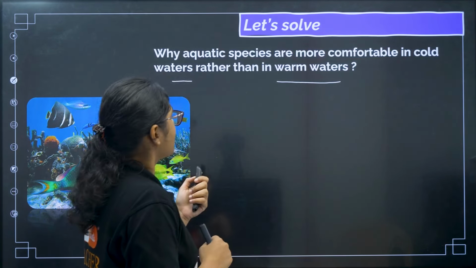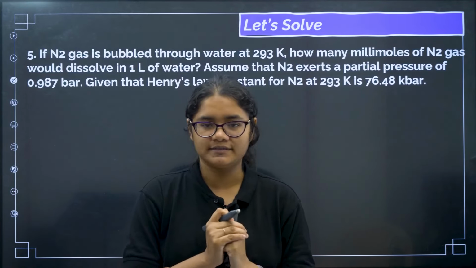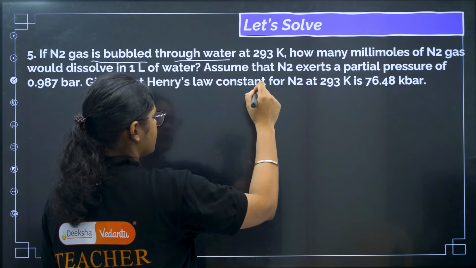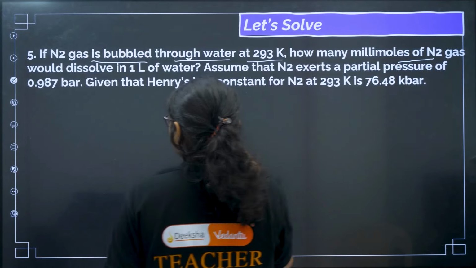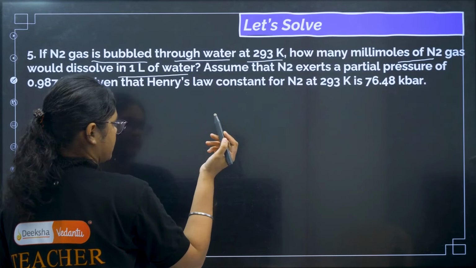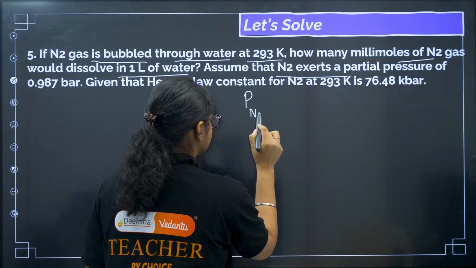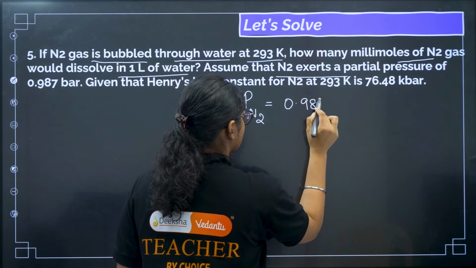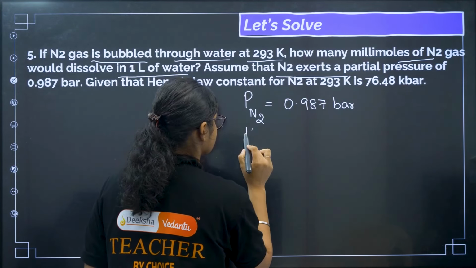Now coming to one numerical we'll be solving from Henry's law. Let us see the question. If N2 gas is bubbled through water at 293 Kelvin, how many millimoles of N2 gas would dissolve in 1 liter of water? Assume that N2 exerts a partial pressure of 0.987 bar.